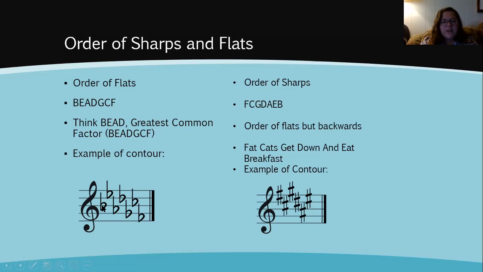And then we have a specific contour that we always follow when we write key signatures. So as you can see here, we start on B flat because that's the first flat. We follow that order, and it naturally kind of does this up and down motion. Then if we look over here at sharps, F, C, G, D, A, E, B is the order of sharps, which is basically the order of flats but backwards. And I have a little acronym right here that can help you remember that. Fat cats get down and eat breakfast.